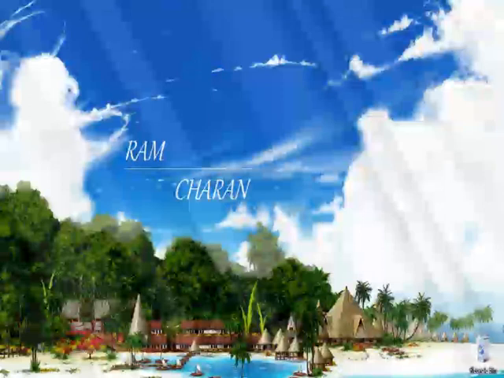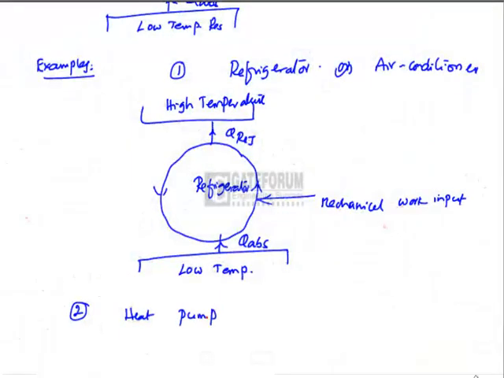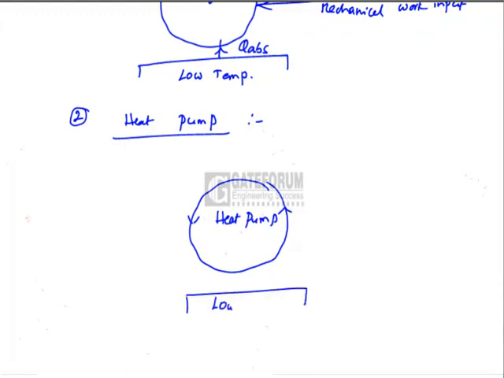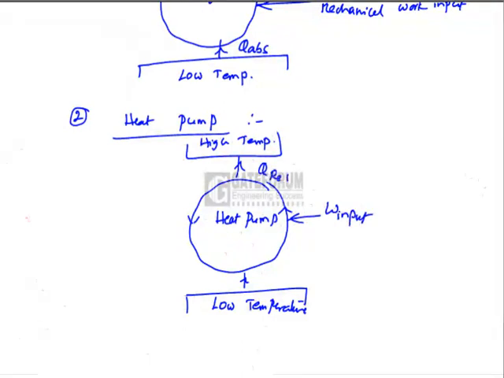Similarly, the other example that could be given is heat pump. A heat pump is a cyclic device which is transferring heat from low temperature to high temperature with the help of mechanical work input. Q rejected is the heat rejected to the high temperature. Q absorbed is the heat absorbed from the low temperature.